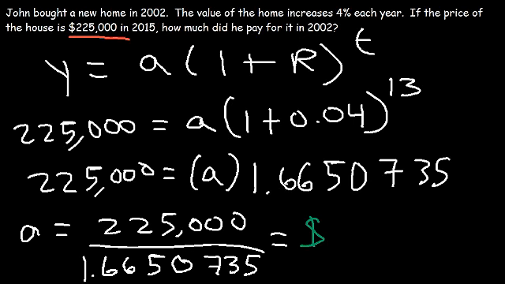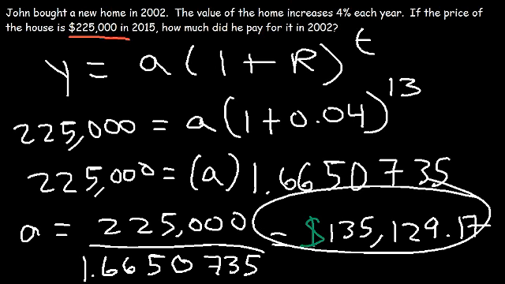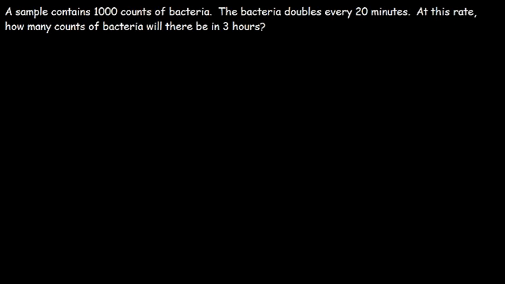So John purchased a home for $135,000, and $129.17, according to this formula. So that's how much it was worth in 2002. Let's work on this problem.